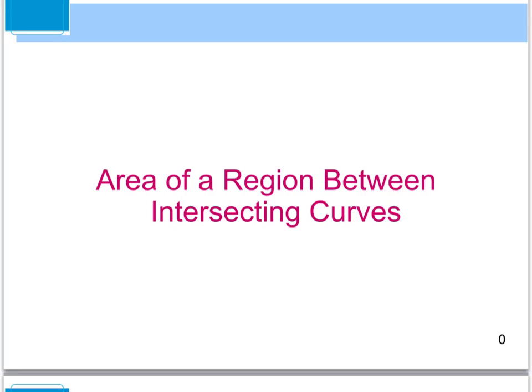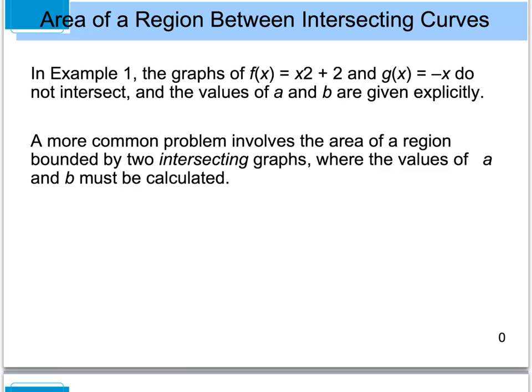The next thing we're going to want to look at is the area of a region between intersecting curves. Now, in the previous example, our graphs did not intersect, and our values of a and b, which are the lower and upper bounds of integration, were actually given to us because the graph told us that we were going from x equals 0 to x equals 1. That's not always the case. The more typical case is that we're given a graph that intersects at least once, if not more, and that we're going to have to actually calculate our values for a and b.